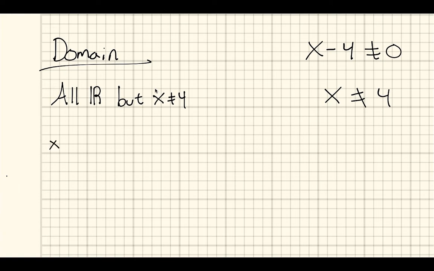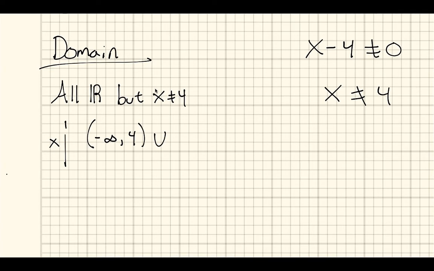Like you could say x is from negative infinity to 4, and then from 4 to infinity. And if that looks confusing, basically all this is saying is that from negative infinity to 4, and when we use these curved brackets, we're saying we cannot include these numbers.